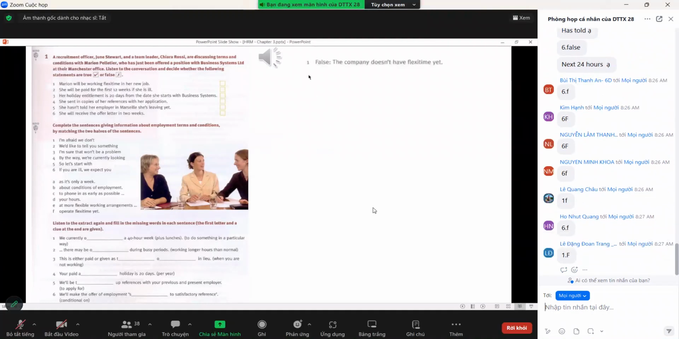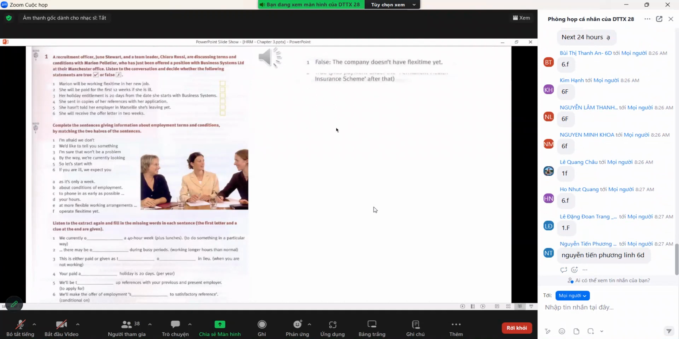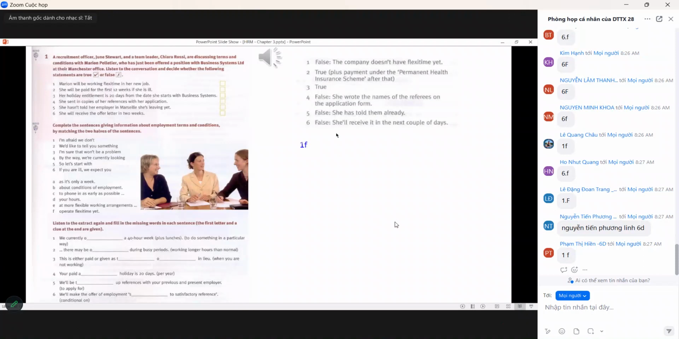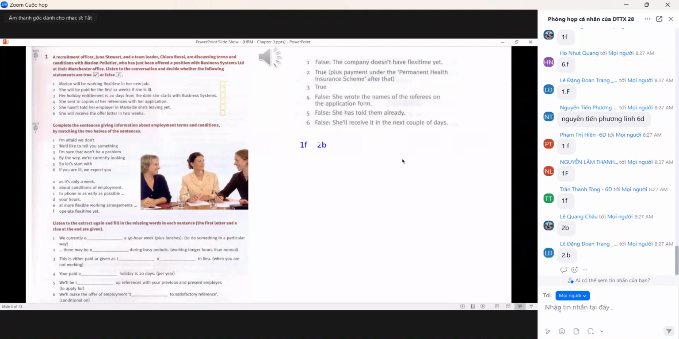Unit 3, Exercise 1. I have the answer, but I forget. Yes, one F. Number two, we like to tell you something. To be great. Number three, that won't be a problem.